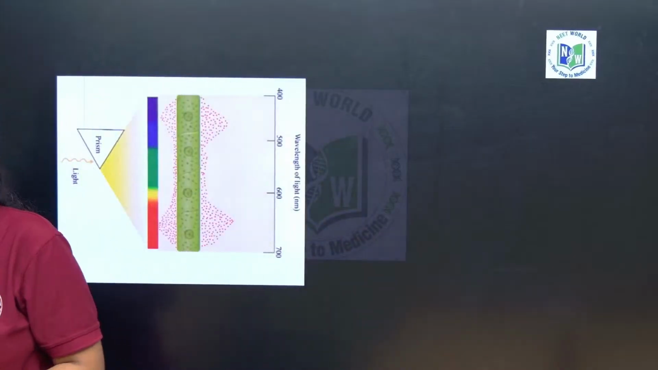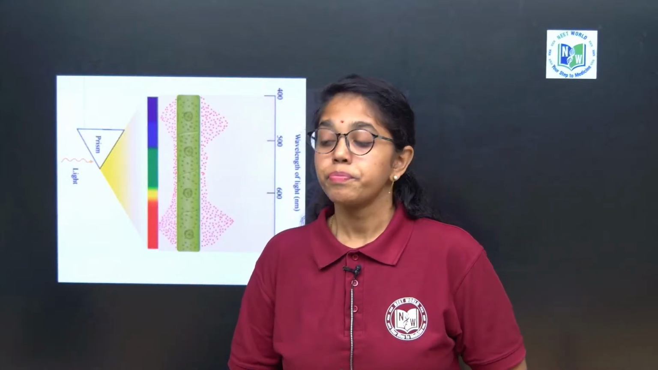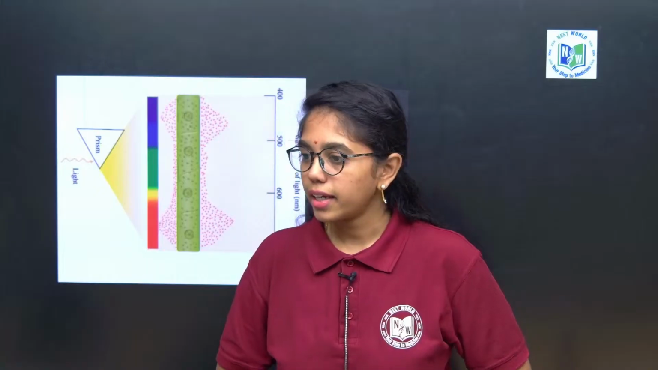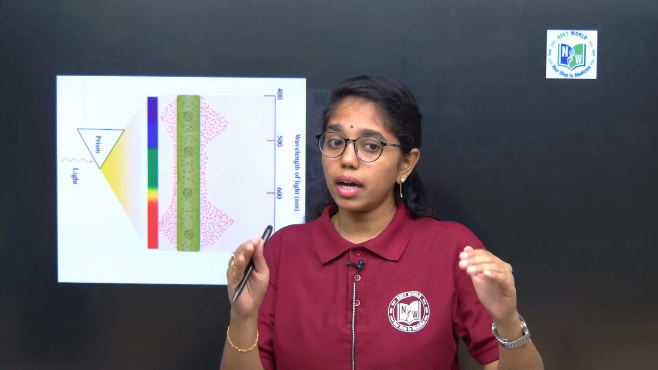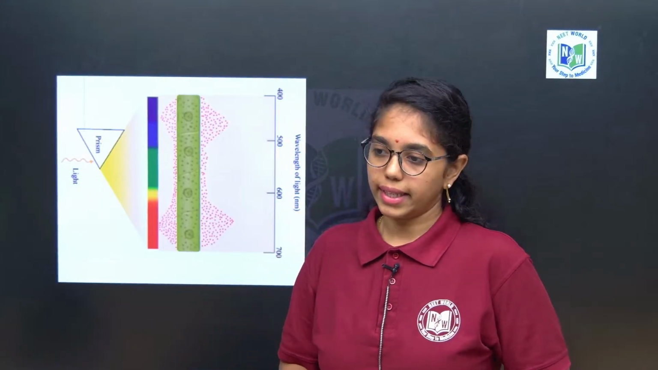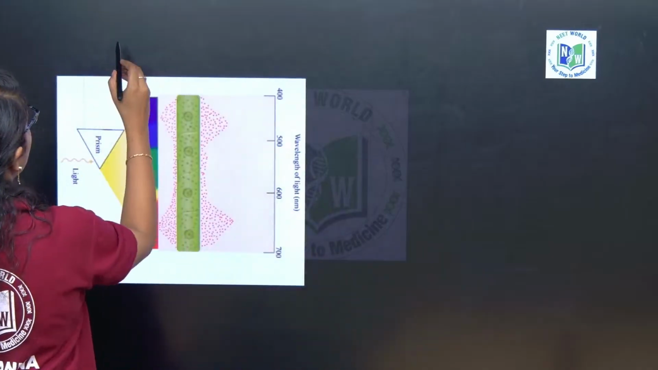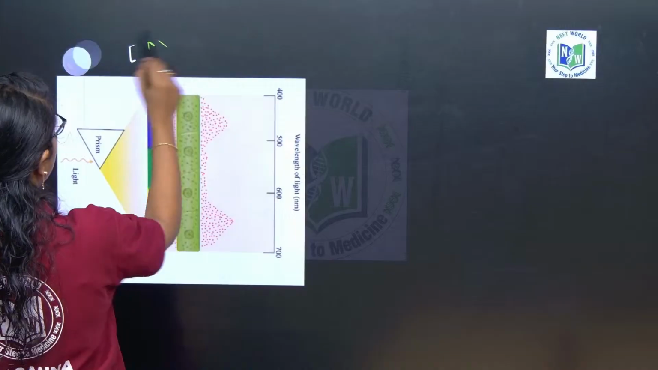Now, one more scientist said that sunlight is essential for photosynthesis, of course, Jan Ingenhousz has told. What spectra of sunlight is useful, in which spectra of sunlight is photosynthesis maximum? Who said that? It is said by E.W. Engelmann. E.W. Engelmann.